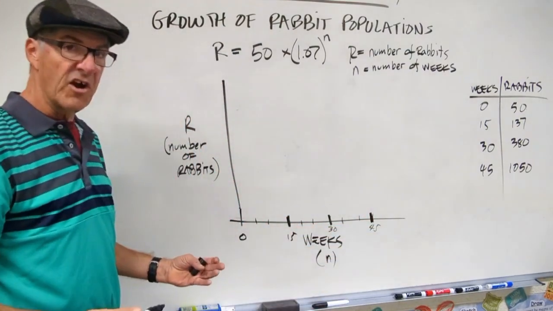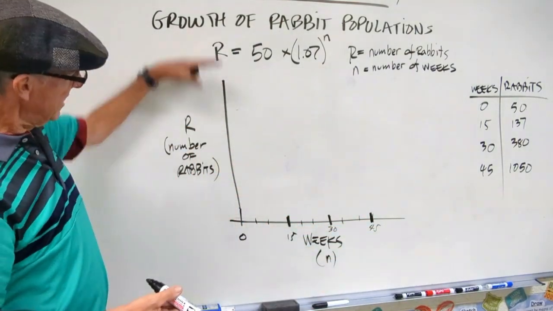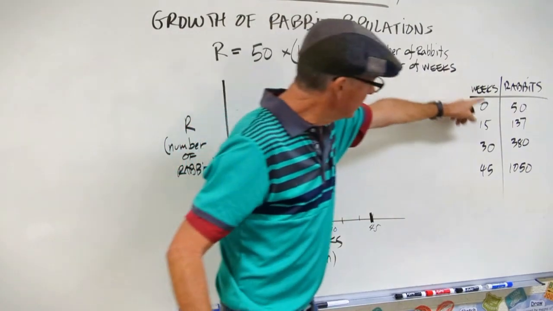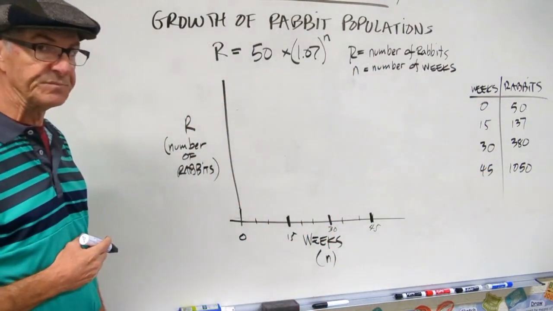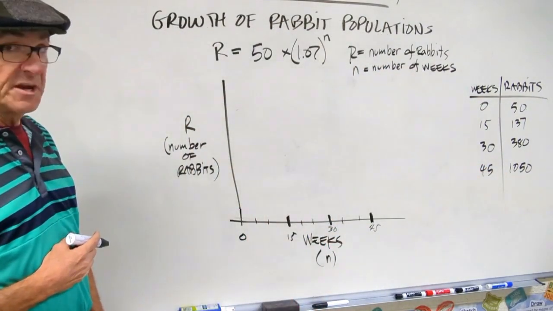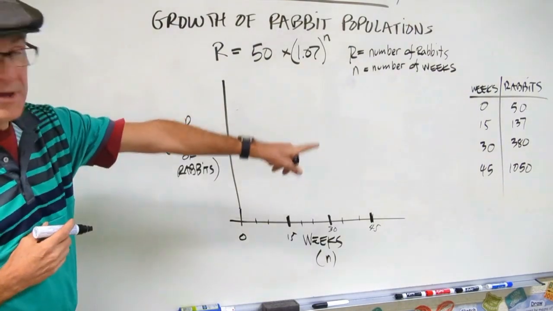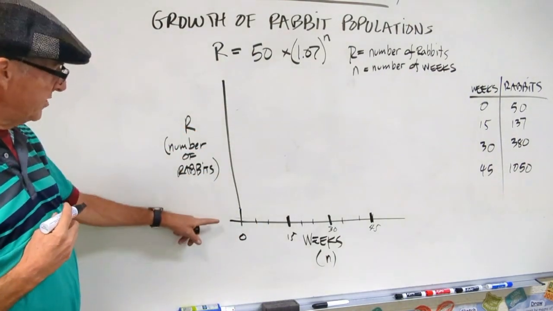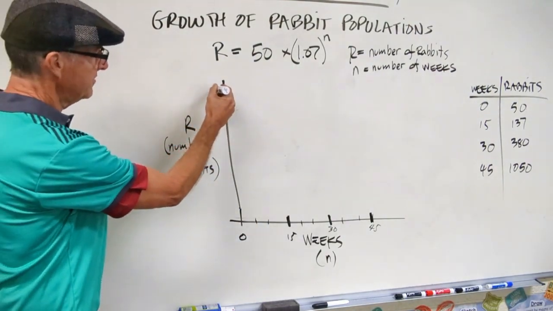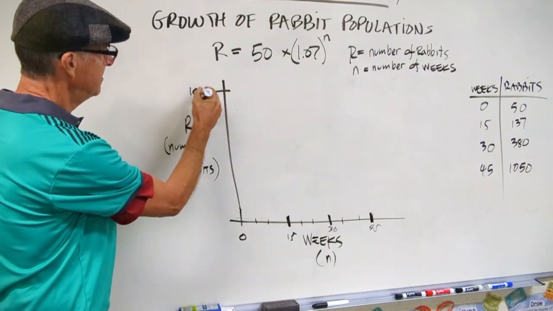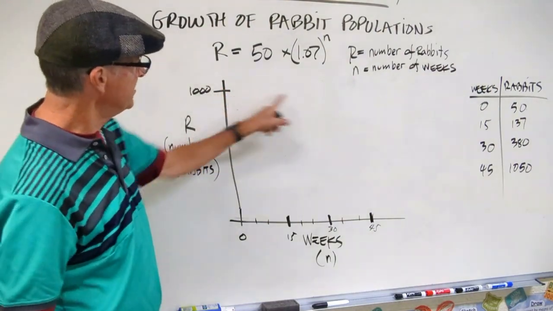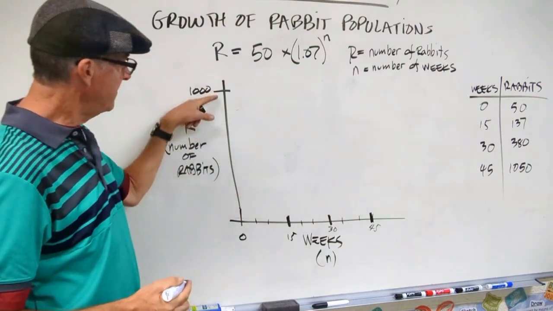Now, if you haven't gotten this far yet, think about the vertical axis, the number of rabbits. How are you going to scale that one? Okay, the numbers are quite bigger. That one goes all the way to 1,050. So there's a pretty easy way to do this. I'm just going to mark the top value as 1,000, and then that last point is just going to be a little bit higher than that line.